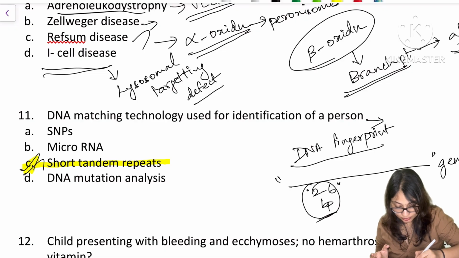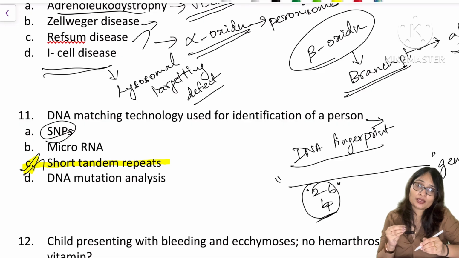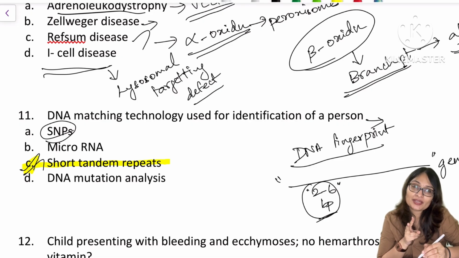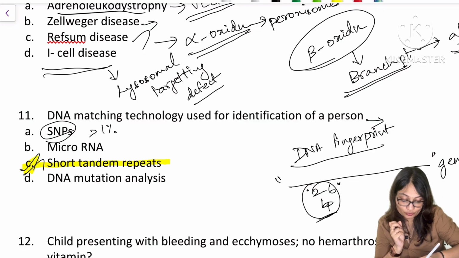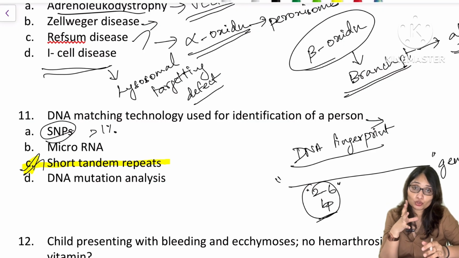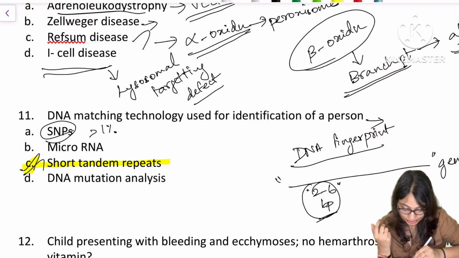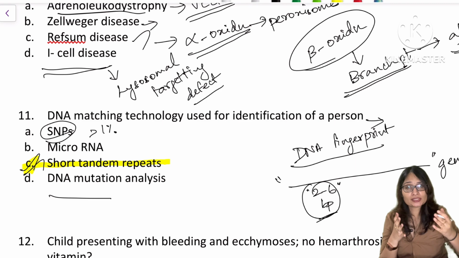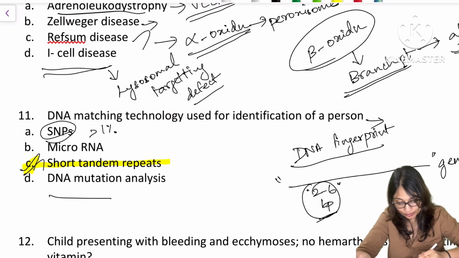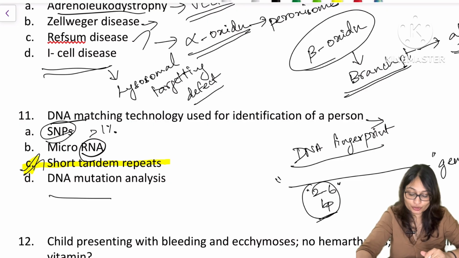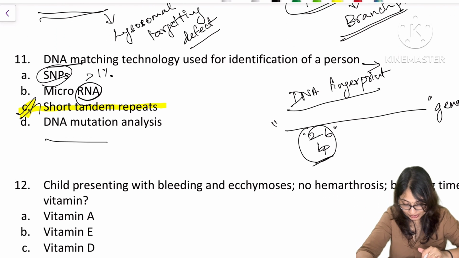But what do you mean by SNPs? SNPs are single nucleotide polymorphisms. This is a small variation in a nucleotide occurring in more than 1% of the normal population, with no phenotypic or gross morphological change. And DNA mutation is with some aberrations in the clinical features. And microRNA is RNA, in no way related to this DNA matching technology. So the answer would be short tandem repeats.